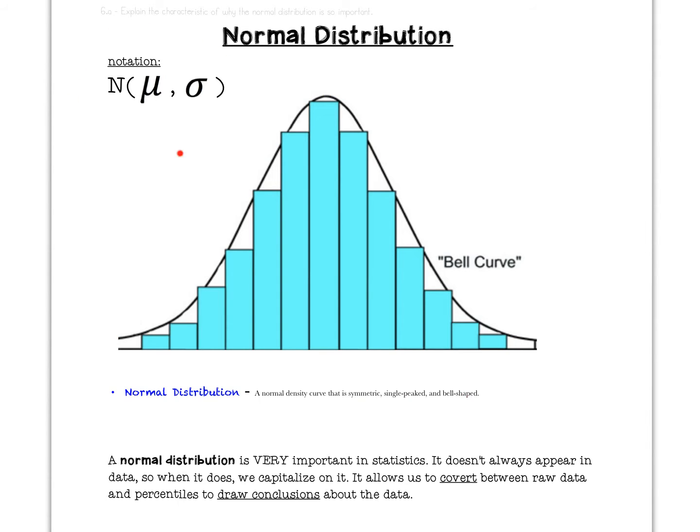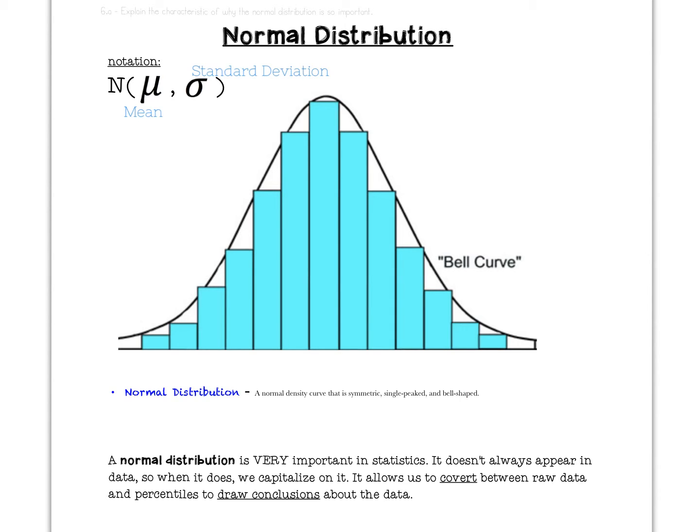One of the biggest things you need to be able to know is the notation. If I see a capital N with parentheses, and then I have a number, comma, another number, that's going to mean a normal distribution. The first number is the mean, or mu, that Greek letter mu that we use for mean, and the second number is sigma, which is the Greek letter for standard deviation. So that's what these mean.